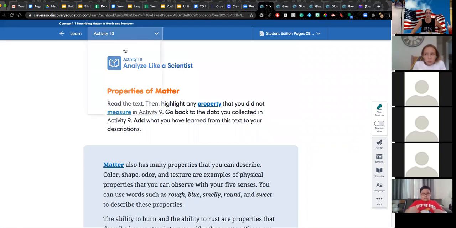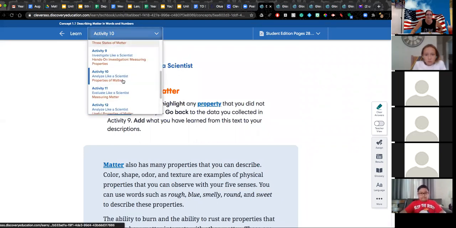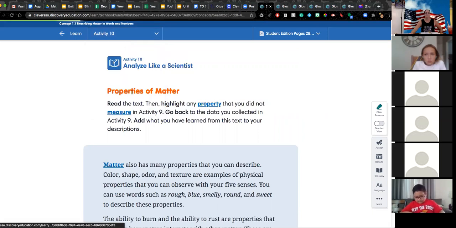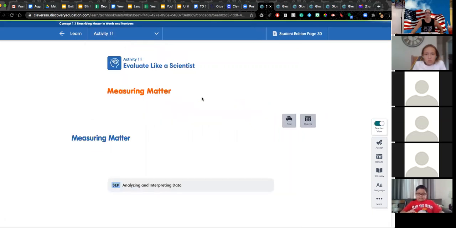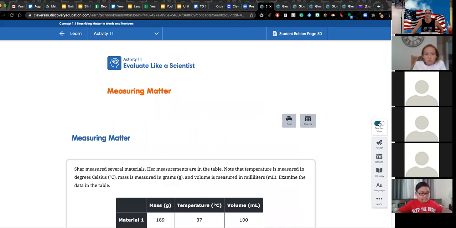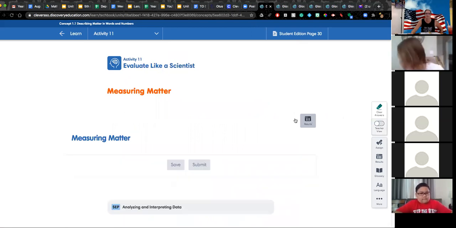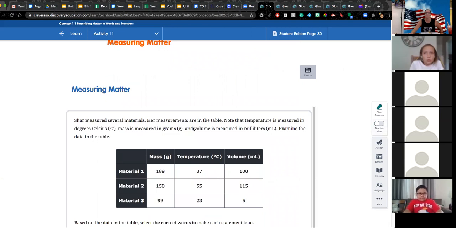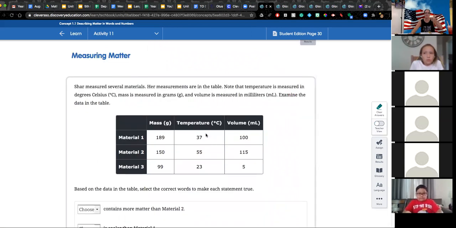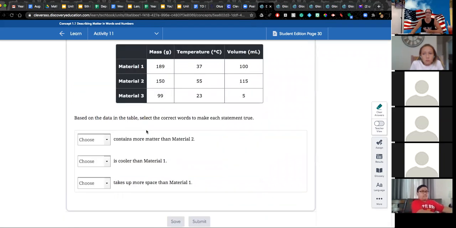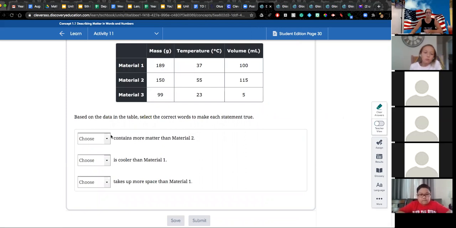When you go to activity 11, this is the one where there's things for you to do. So on this one, as it's loading, they've given you this chart, and the chart has mass, temperature, and volume for 3 different materials. And all you're doing is reading these questions and choosing which one. So which one contains more matter than material 2? Well, remember, we just learned that matter is its mass. So which one has more matter than material 2?